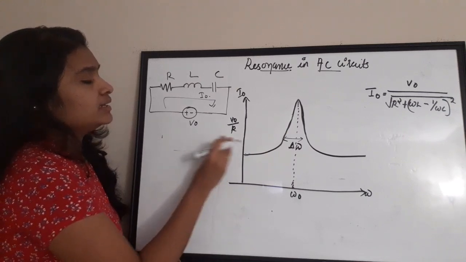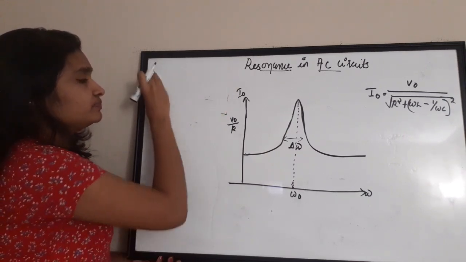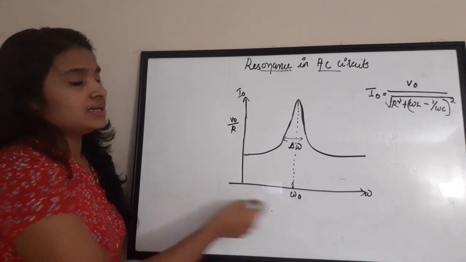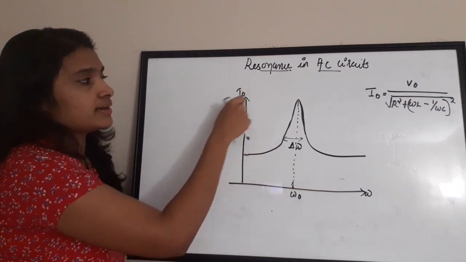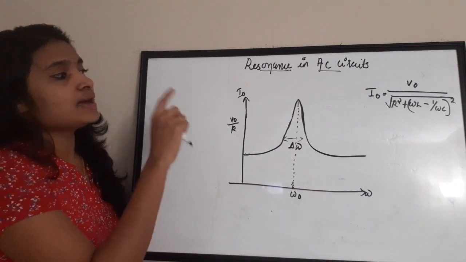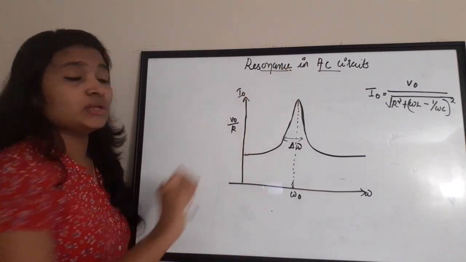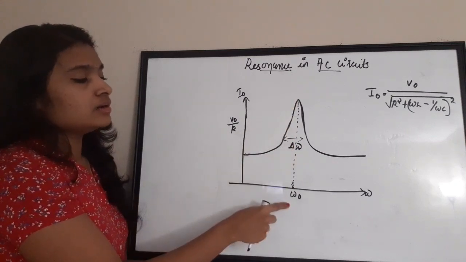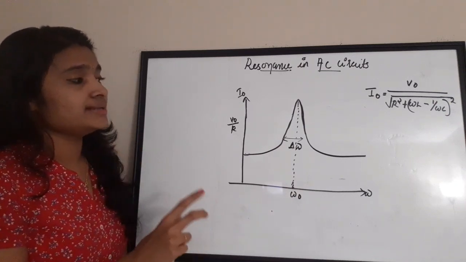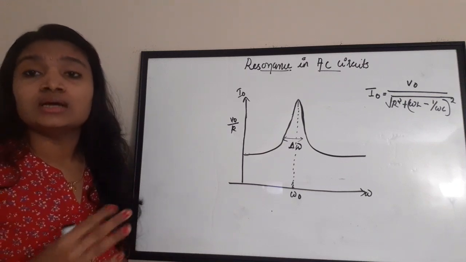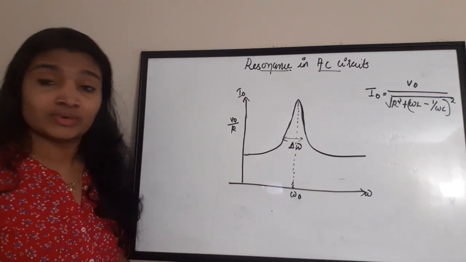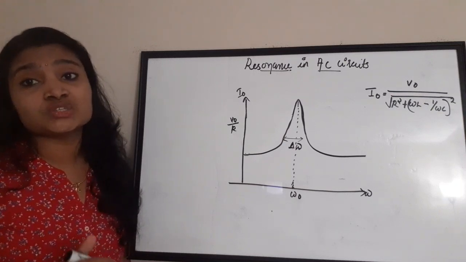If you draw the graph for the current of this series RLC circuit, that is, I0 with respect to omega, the angular frequency, you will see a peak like this. The current goes to a peak value at some point, and the frequency at that point is omega 0. This state in which the current reaches the peak value in an RLC circuit, whether series or parallel, is called the resonance state.